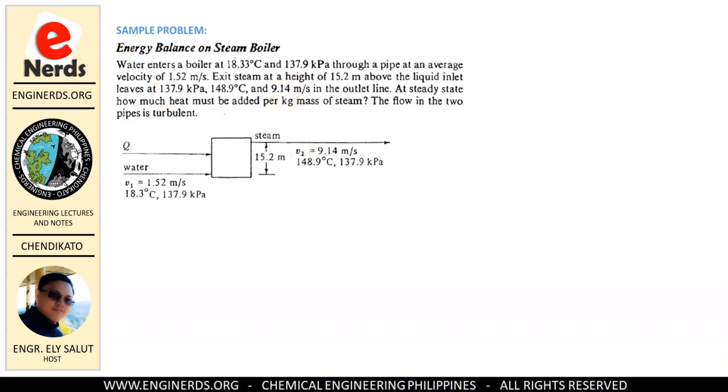So first, let me write yung ating equation. We have our overall energy balance as H2 minus H1, plus 1 over 2 alpha times velocity 2 squared minus velocity 1 squared, our kinetic energy, plus g times z2 minus z1, our potential energy, which is equal to Q minus, our shaft work. Okay, so yan ang gagamitin nating equation dito sa ating problem.